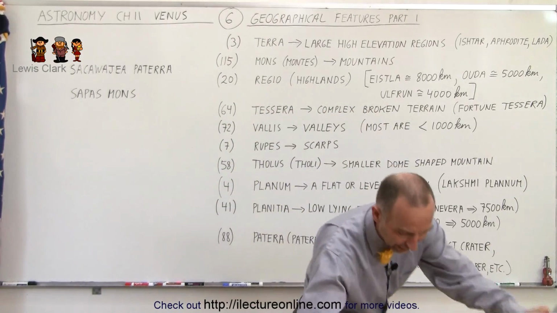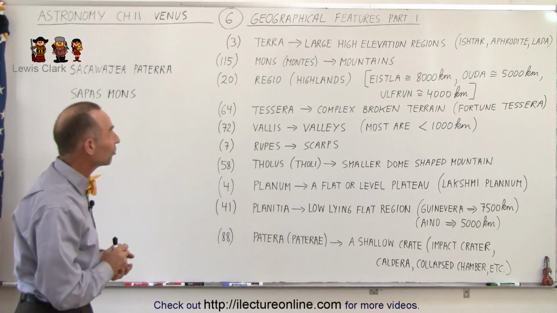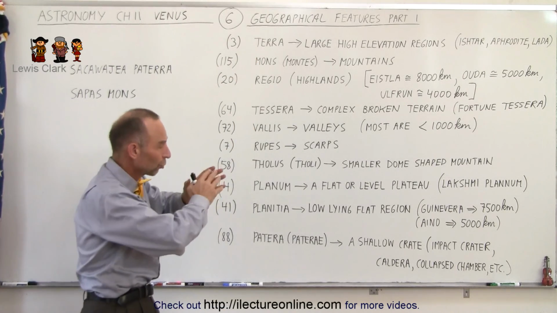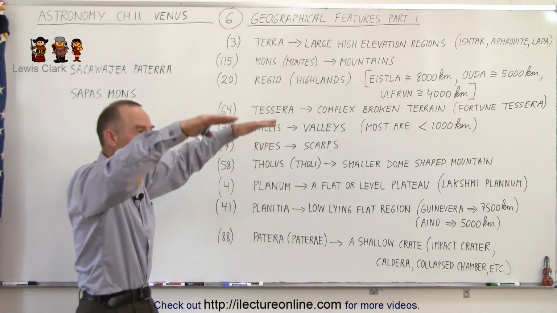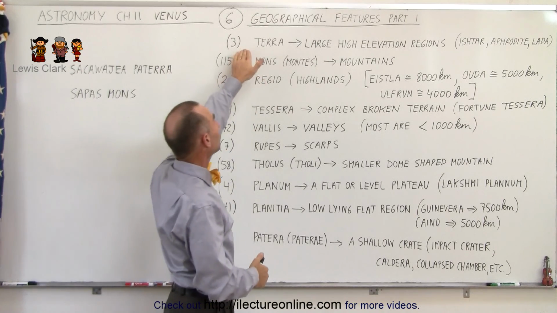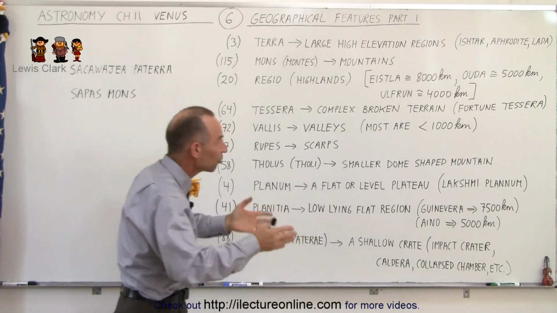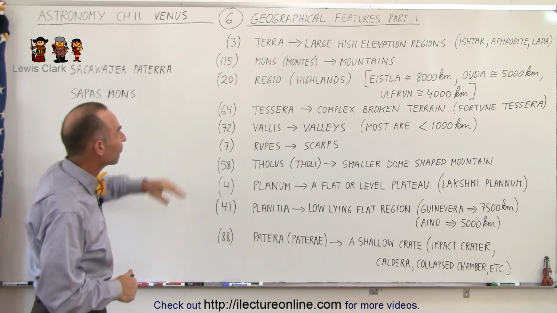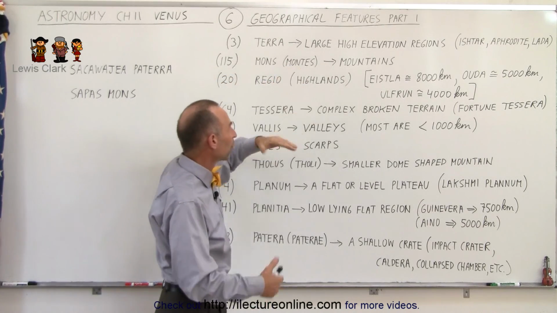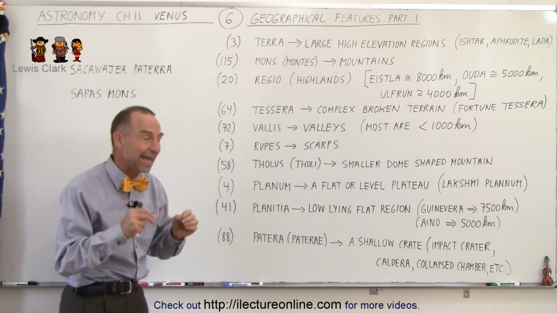Now, there were so many that I didn't want to put them all on the board at the same time. We'll do a second video with the remainder of the features, but notice we have things called Terra. Now, we're already familiar with those. Those are those large land masses that are higher in elevation than the rest of the planet. You can think of them as continents. There's three of those on the planet. They're called Ishtar, Aphrodite, and Lada. So they're large, high elevation regions. We have mountains. Of course, we use the Latin-based name Mons for singular mountain or Montes for more than one mountain. And there's 115 on the surface of Venus that have been named.